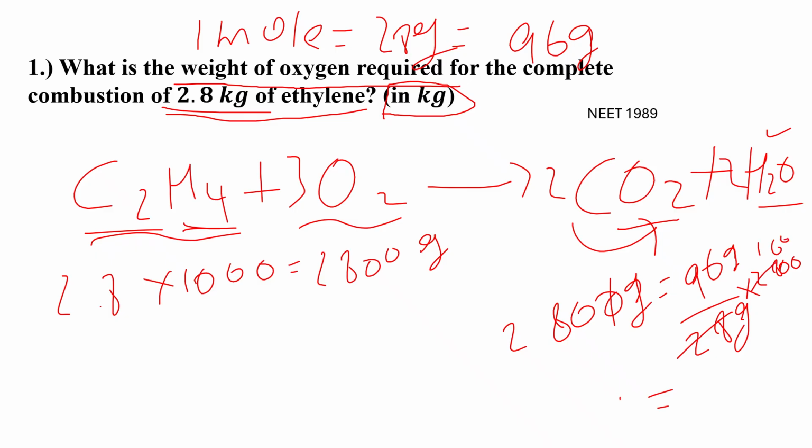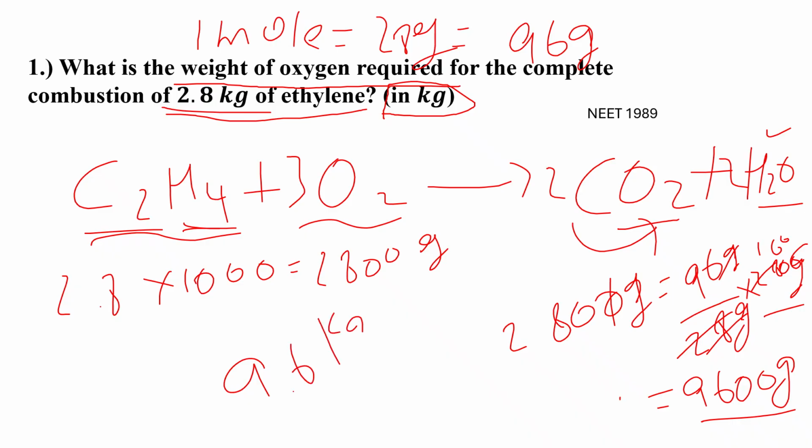So basically 9600 grams, because gram gets cancelled. Gram is the unit of the final answer, right? But they are asking in kilogram. So 9600 divided by 1000 will give the kilogram. So 9.6 kilogram of oxygen is required for the combustion of 2.8 kilogram of ethylene.